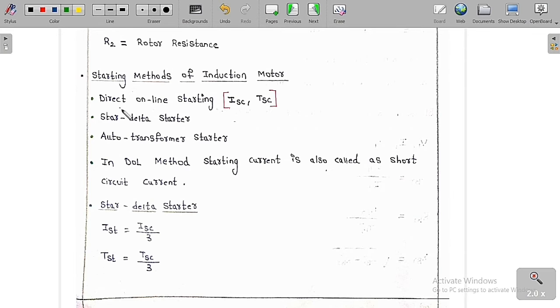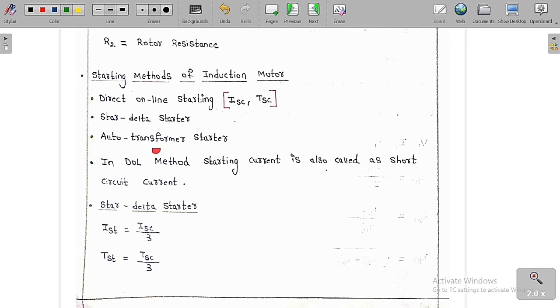So the methods are direct online starting, where the current is called the starting current or starting torque, the star delta starter, and the auto transformer starter. These are the methods. In direct online starting, the starting current is also called the short circuit current. So you can go for any of the names.